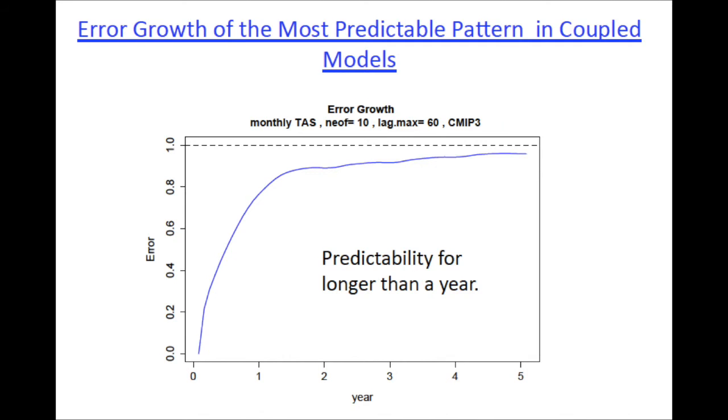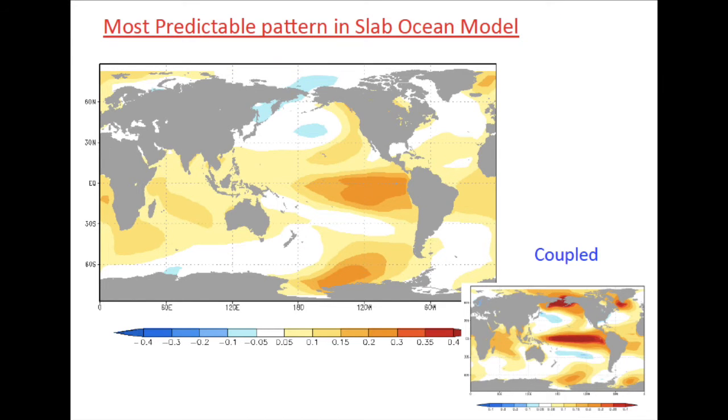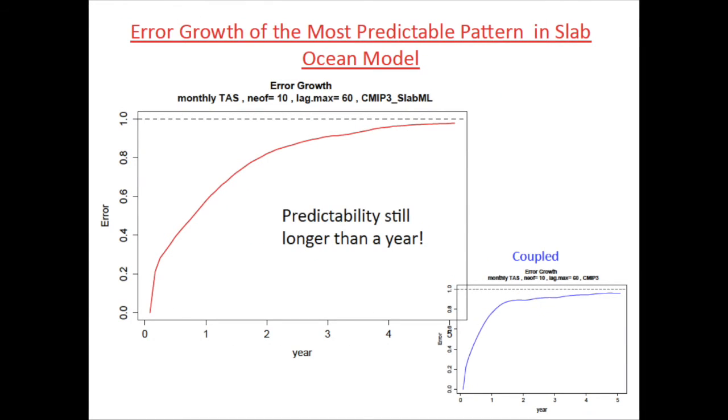So now the interesting part: I replace the ocean with a slab ocean. That means it is exchanging energy with the atmosphere, but there's no circulation. Does that mean the time scale of the prediction is decreasing? So I did the computation, and interestingly, I found that the pattern is very much similar to the coupled pattern. And the most interesting thing is that I still get multi-year predictability by just using a slab ocean model and no ocean circulation. So this is what I get.